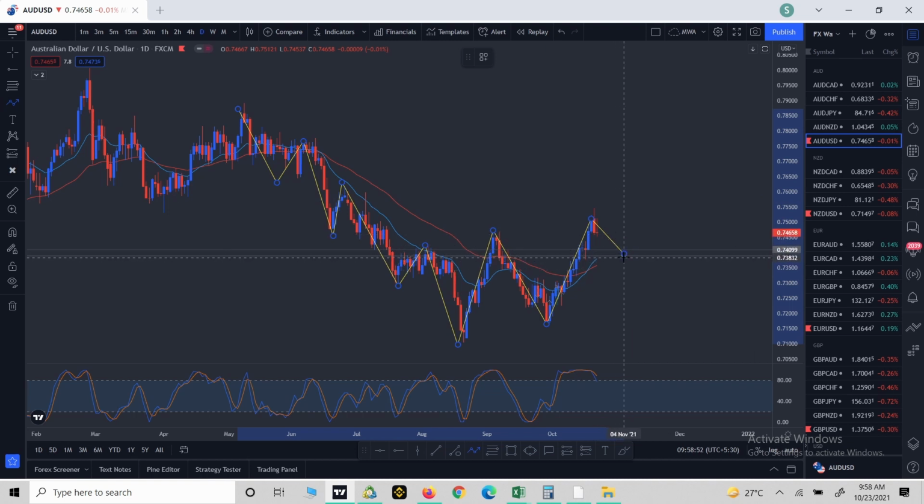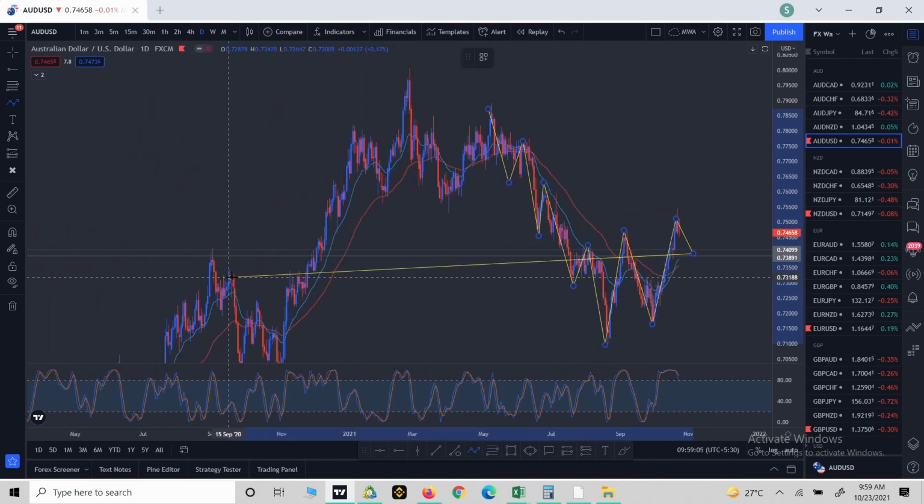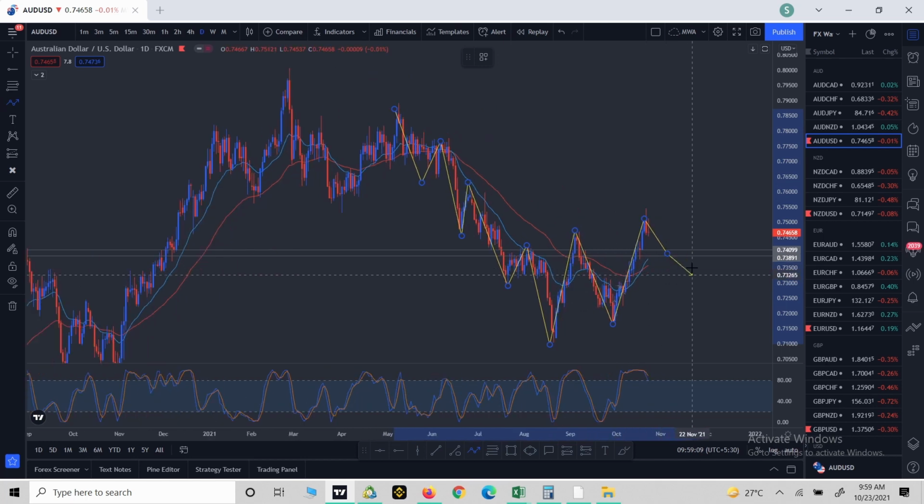Otherwise, if we do not find the long opportunity here as well, then we can also wait for the price to go to the next support zone, which is going to be this one. And as you can see, this is also a zone which has been retested a couple of times, so this zone can also be considered a strong support zone to look for long trades.